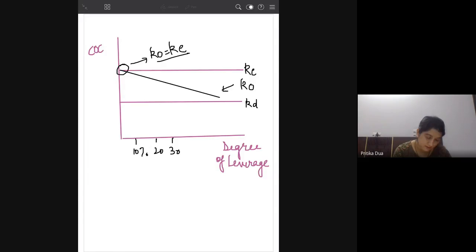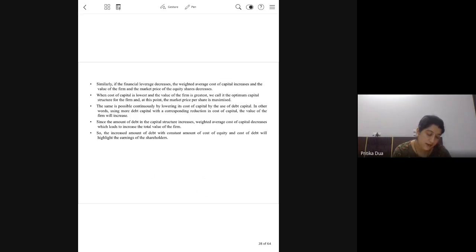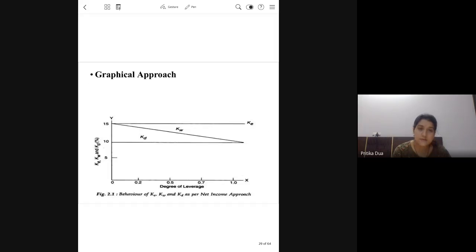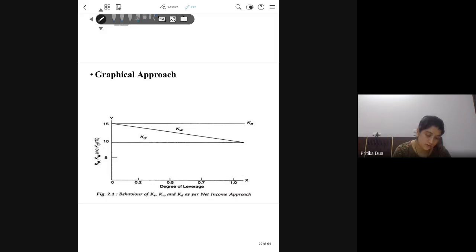Coming back, the financial leverage, I have explained this part to you. This is the graph which we have studied. So this portion shouldn't actually meet each other because you cannot have a 100% debt financed firm.